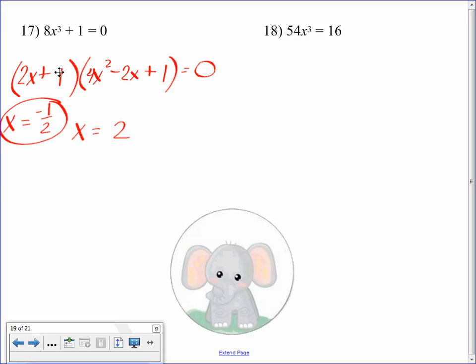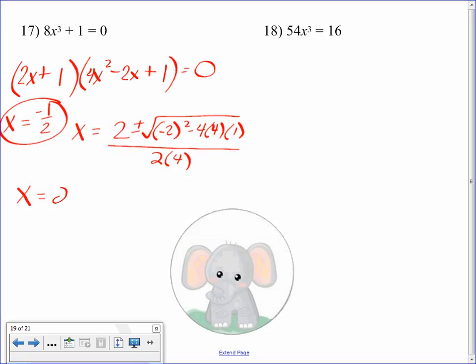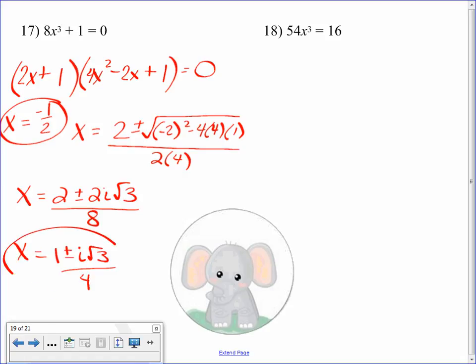So negative b plus or minus square root b squared minus 4 times a times c all over 2 times a. Guys, hang with me, please. So 2 plus or minus, it's going to be 2i radical 3, not even looking at it, over 8. And then we have to simplify. Yes, it would. Noah?